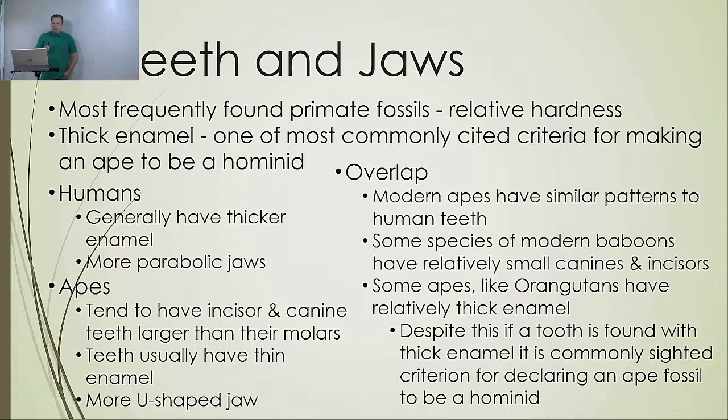And as far as the thickness of the enamel, orangutans especially have thick enamel. And so whenever they find a tooth, they try to say that this is human, but there are modern apes that have this characteristic as well. And so they have to look at things that are specific for humans or specific for apes, yet they still try to always push it over to the human side, even though they find an ape with similar teeth.